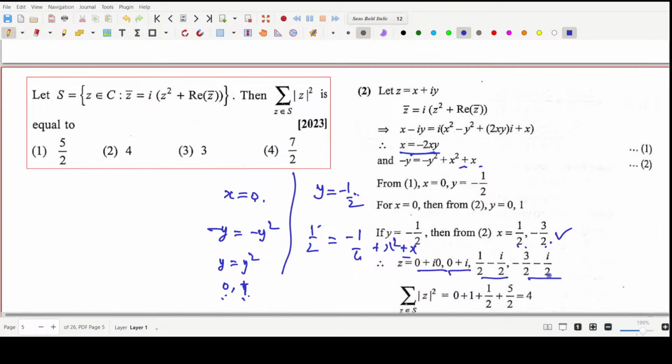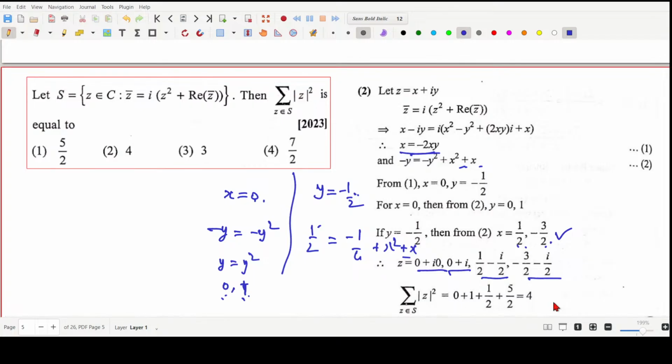Now what is he asking? He's asking us to add all the magnitudes of these four solutions. Magnitude you know, square root of x square plus y square. This is 0, this is 1, then half square plus half square, 3 by 2 square plus 1 by 2 square, square root of all. So all of this you have to add. Understood?